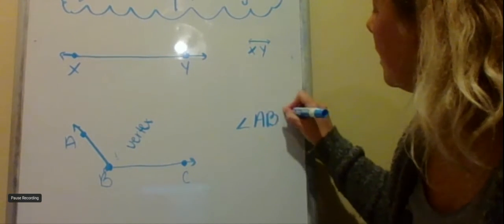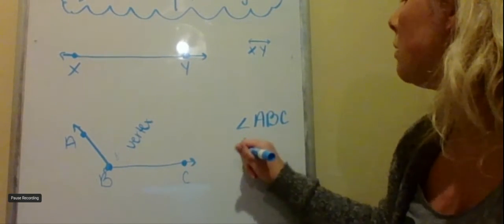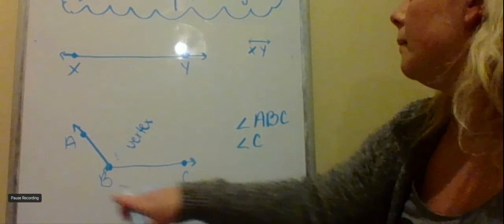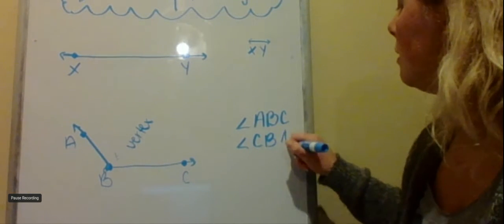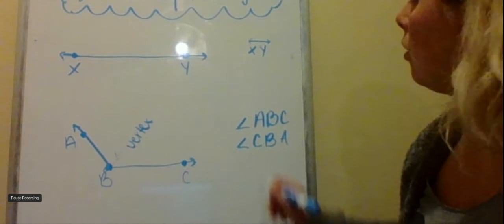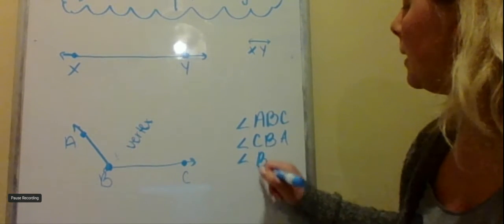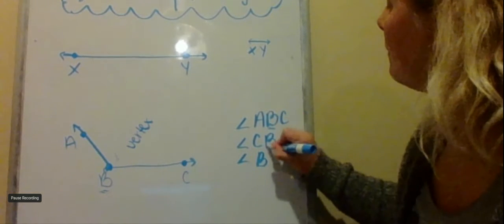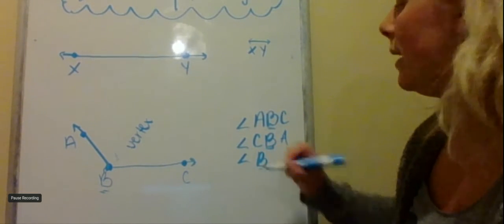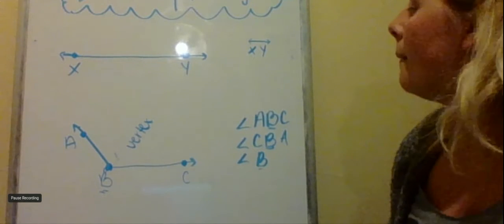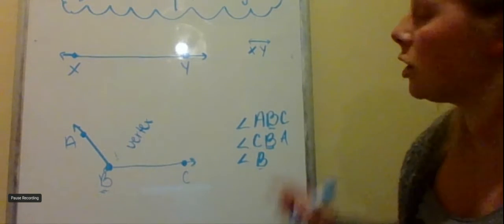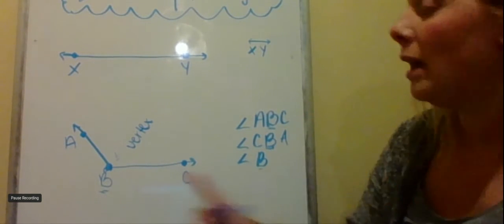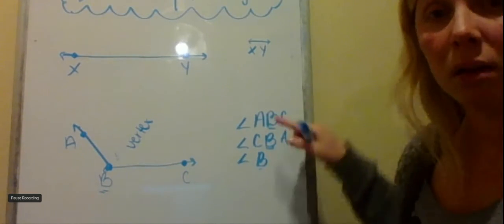A, B, C. You could also do it C, B, A, or angle B, because it is our vertex in the middle. Notice it is the middle in each of those, and then it's just the only one there. Okay. But I believe in the slideshow, it's going to be one of those. Just make sure that vertex is in the middle there.